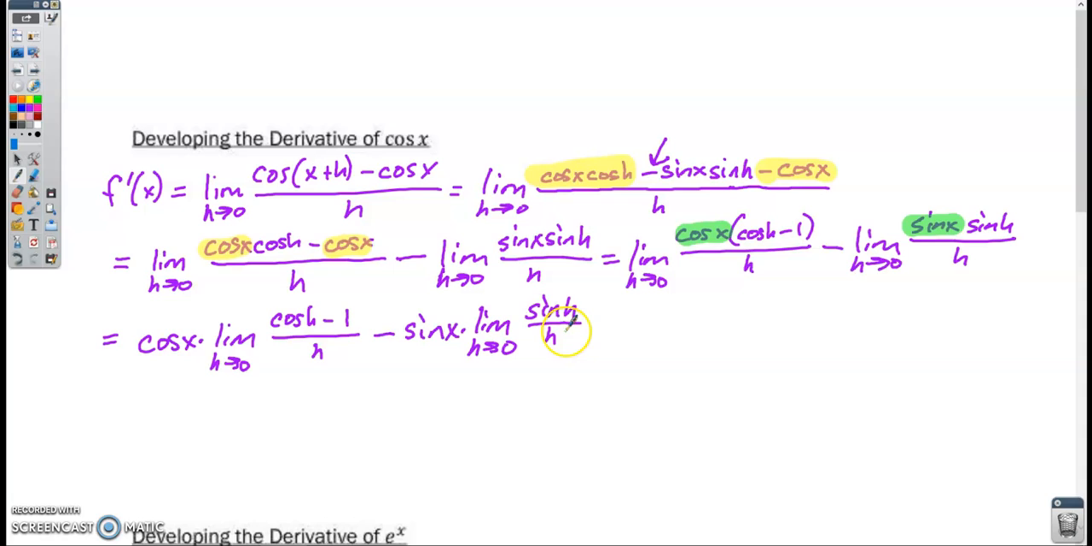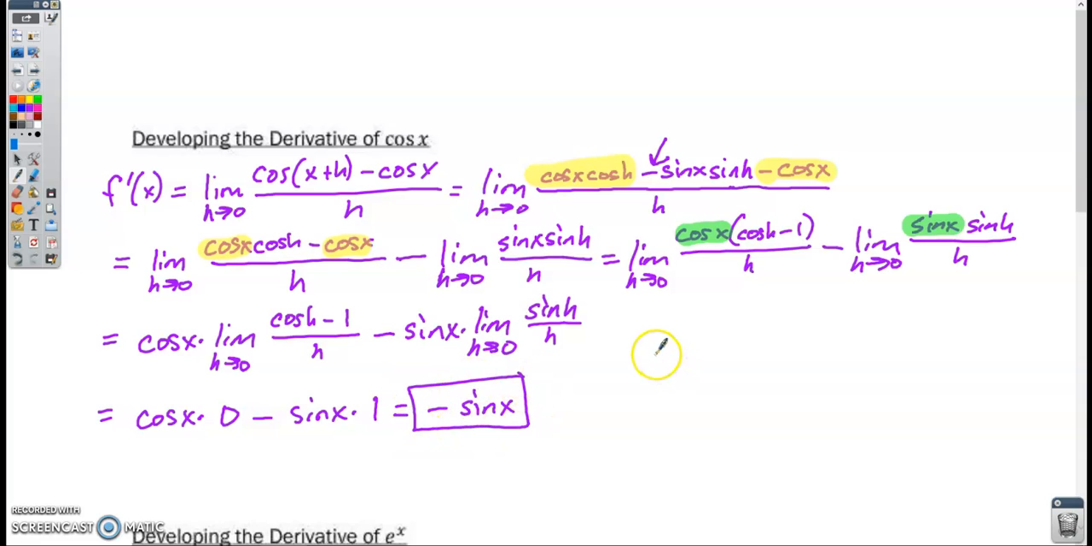And now we already know what both of these limits are from our previous example. We know that the limit as h goes to 0 of cosine of h minus 1 all over h is 0, and the limit as h goes to 0 of sine of h over h is 1. And so simplifying all of that, we end up with negative sine of x. And therefore we have just proven our rule. The derivative with respect to x of cosine of x is equal to negative sine of x.